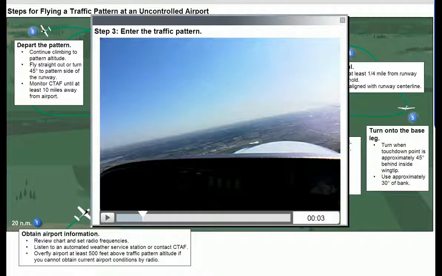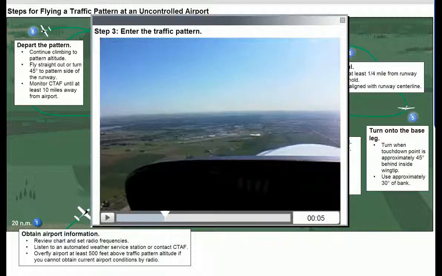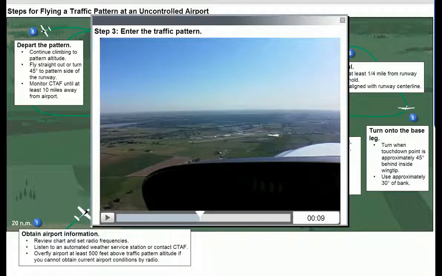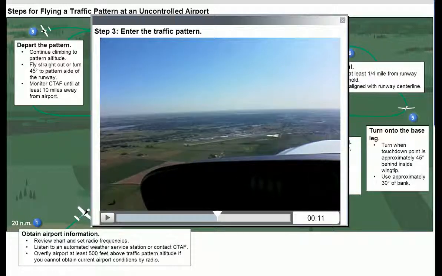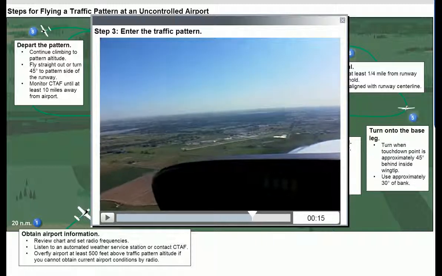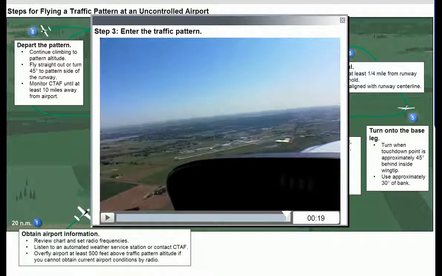So to enter the traffic pattern, make sure you're at traffic pattern altitude, and we're at 6,100 feet right now. You can see the runway in sight up ahead. We're going to enter at a 45-degree angle, abeam the midpoint of the runway, and then turn right onto the downwind, just like you're doing. Good.